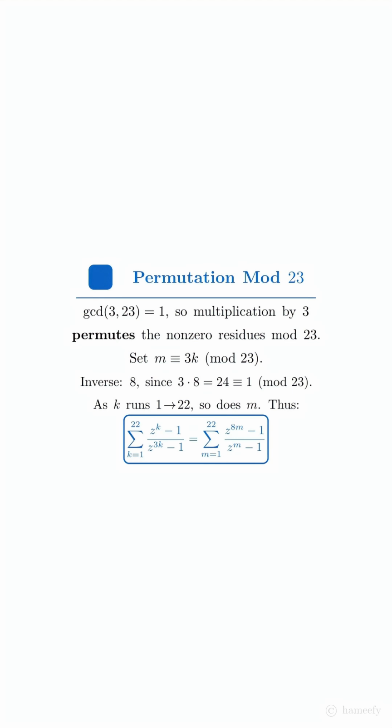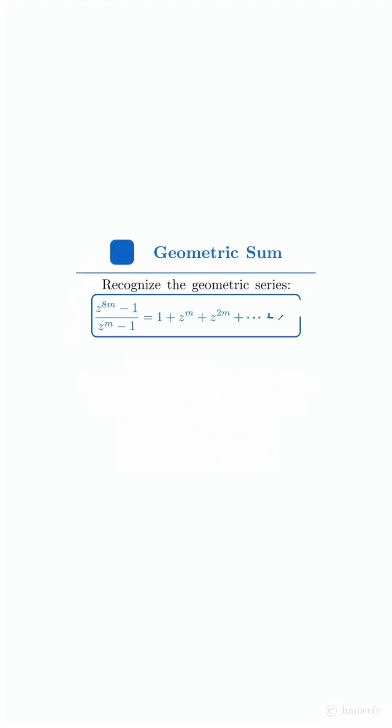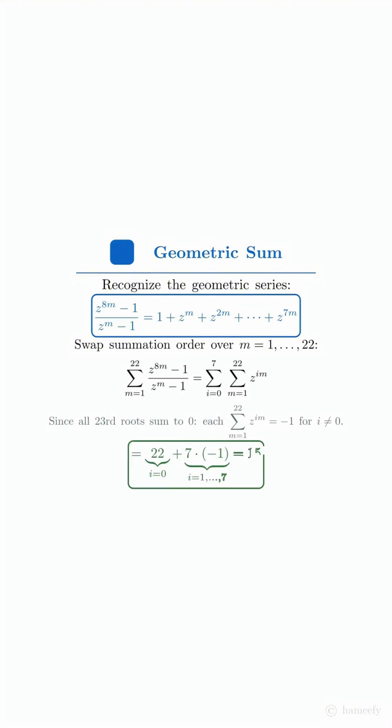Now we use the geometric series identity. z to the power of 8m minus 1 over z to the power of m minus 1 equals 1 plus z to the power of m plus z to the power of 2m all the way up to z to the power of 7m. Summing over m from 1 to 22 and swapping the order of summation, we get the sum over i from 0 to 7 of the inner sum of z to the power of im.